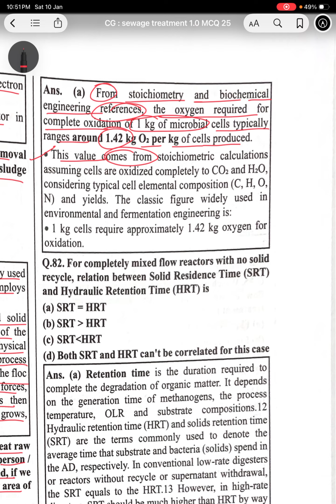This value comes from the stoichiometric calculations assuming cells are oxidized completely to CO2 and H2O. Considering typical cell elemental composition CHO and yield, the figure is widely used in environmental and fermentation engineering. 1 kg cell requires approximately 1.42 kg oxygen for oxidation.